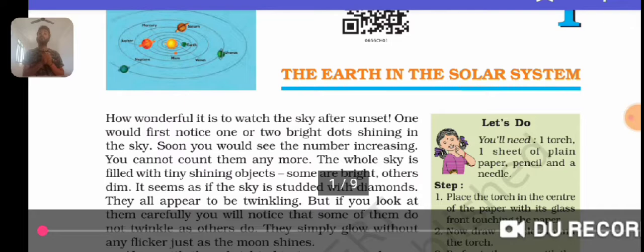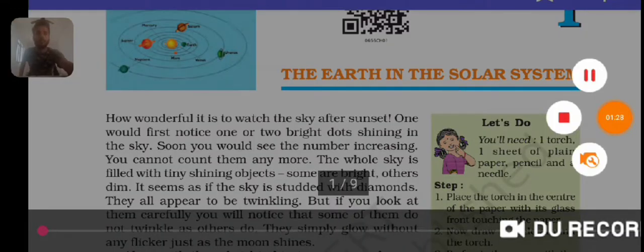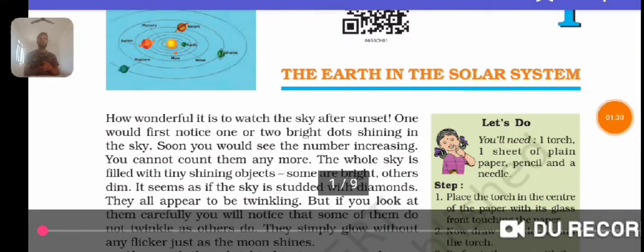So the first chapter, as you can see, is the Earth in the Solar System. This is the brief explanation of this chapter. Let me tell you first what the solar system is. The solar system is made up of all the planets that orbit the Sun.